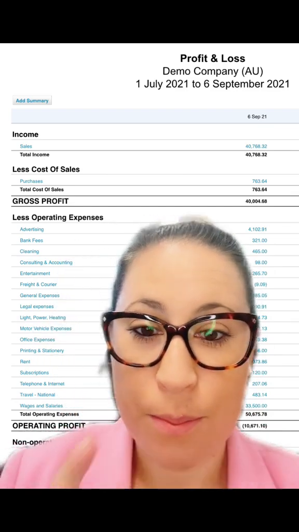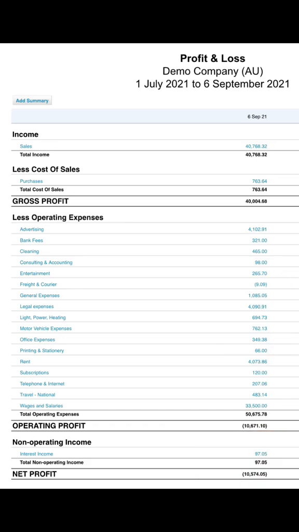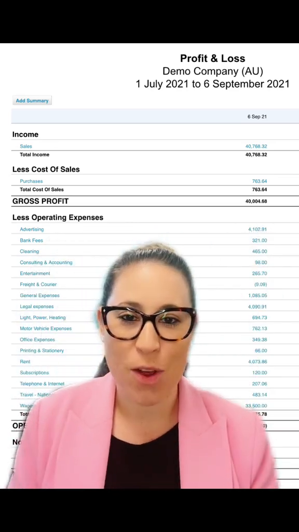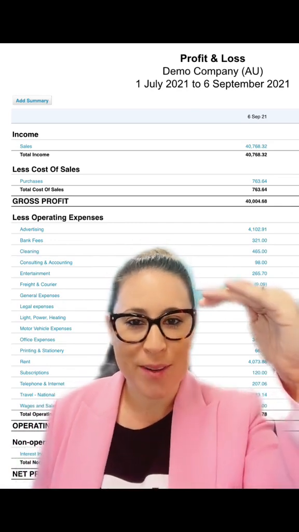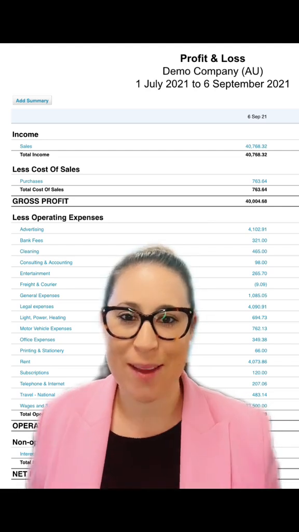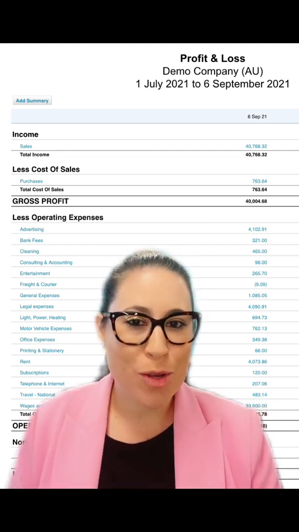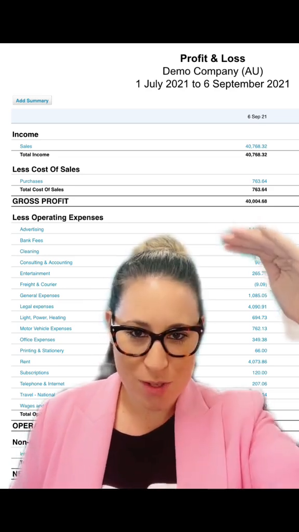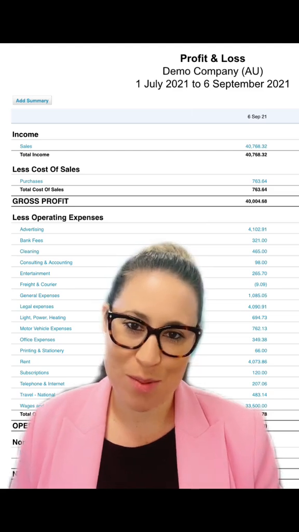Then at the very bottom, which is hard to get the finger to point, you've got the net profit. Now, the net profit is what's left at the end. So the net profit is your gross profit less your expenses. That's what's left at the end of the day. Similar to the gross profit, you can look at this as a percentage, which is your net profit divided by your sales. And once again, the same principles apply.